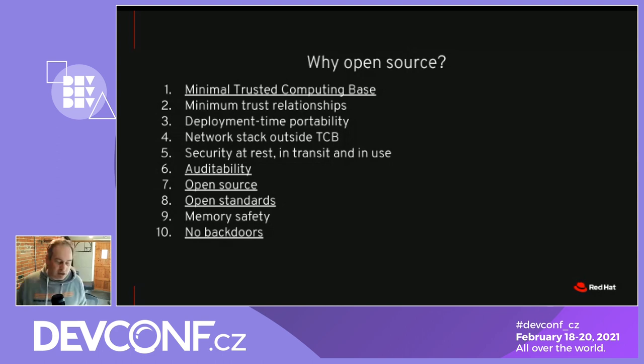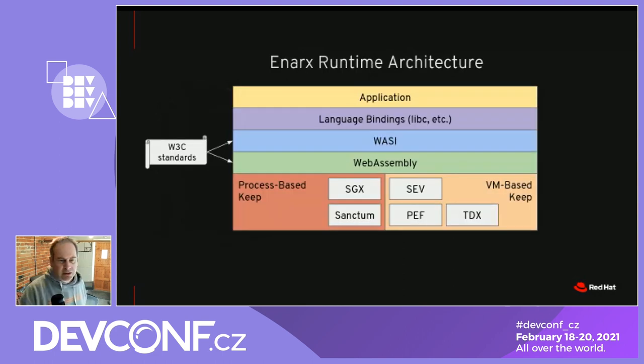Last one, I guess, shouldn't be too much of a surprise for most people attending this conference, at least. But why open source? Well, minimum trusted computing base. We can make it as small as we can. Open source, it's auditable, open source, open standards. And it also, as I said, allows us to show there are no backdoors because anyone can look at the source. So let's go to here.